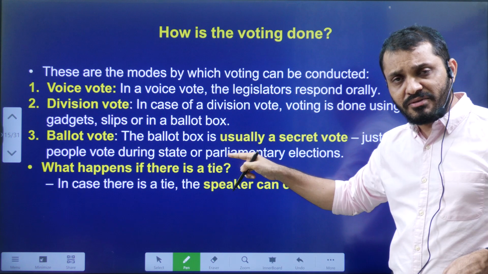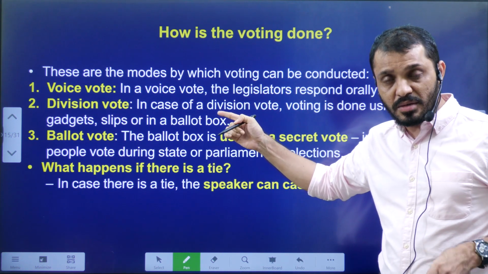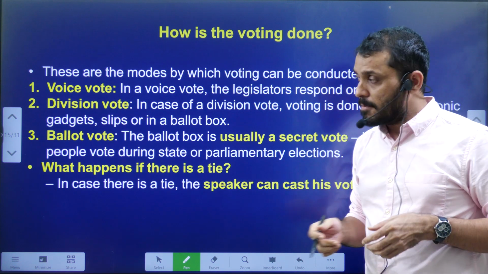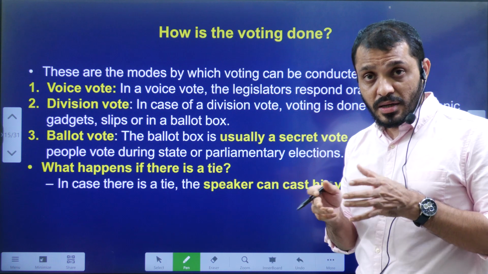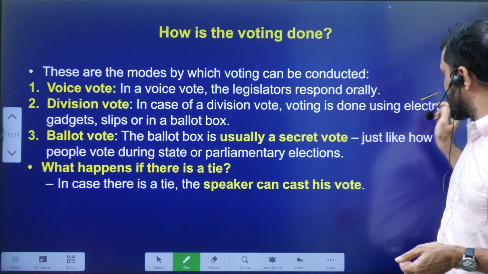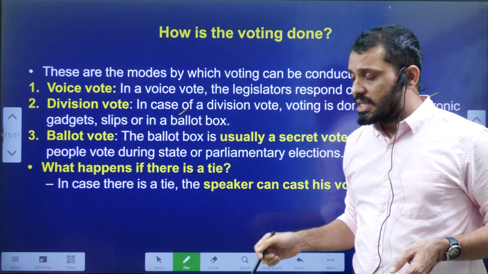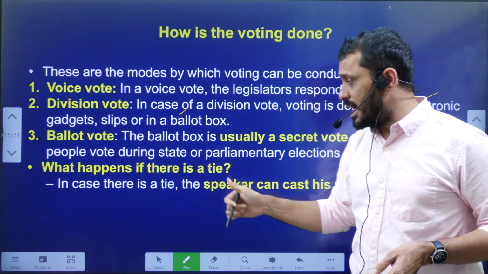Next, how will the voting be done? Voting can be done in various ways. It may be a voice vote, that means members will vote orally. Whereas in a division vote, members will vote either through the electronic method, through an electronic gadget, I mean to say, or through slips. Whereas a ballot vote is through a ballot box.